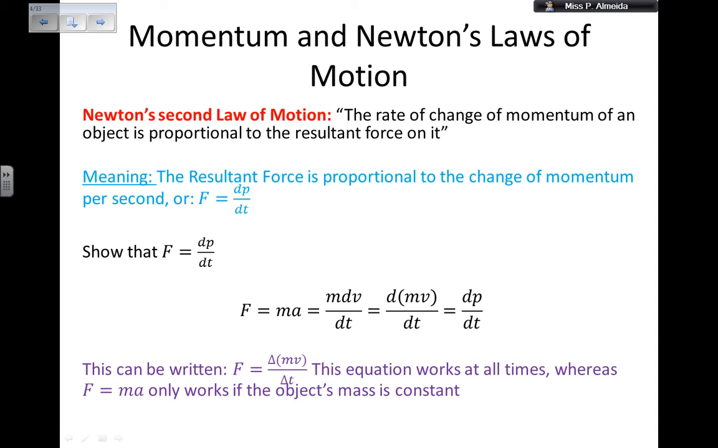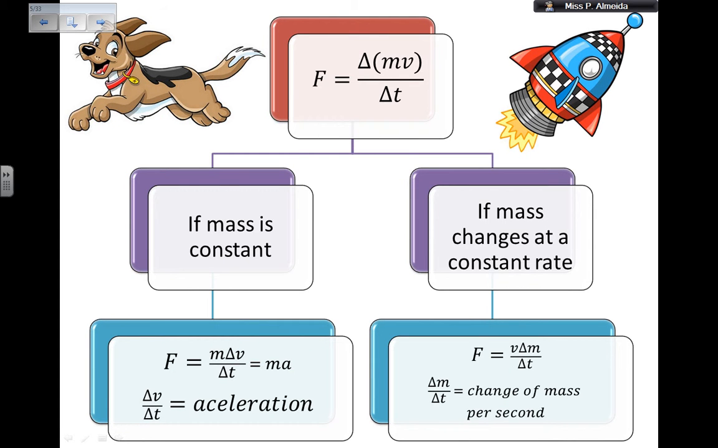And this equation works at all times, whereas force equals mass times acceleration only works if the mass is constant. So I'm going to say it again because I messed it up. Force equals mass times acceleration only works if the mass is the same. But imagine I have a situation, and you will see very soon, where my mass changes. Then I can write the formula as force equals the change of mass times velocity over the change of time, or the time that it took. Now, I can use it in both situations.